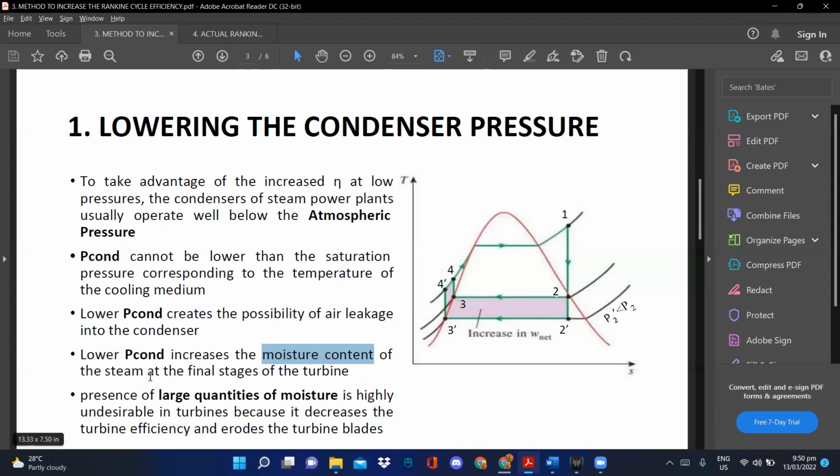So your lower pressure in the condenser increases the moisture content of the steam at the final stages of the turbine. Presence of large quantities of moisture is highly undesirable in turbines because it decreases the turbine efficiency and erodes the turbine blade.